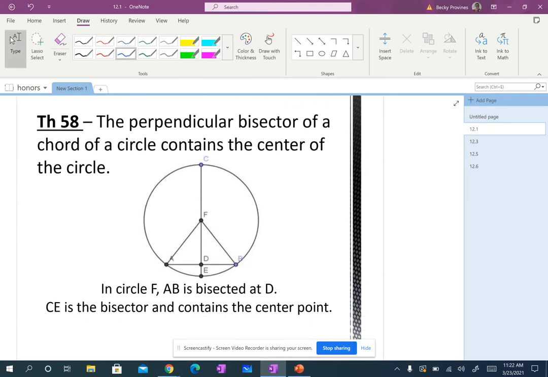Theorem 58. The perpendicular bisector of a chord of the circle contains the center of the circle. Okay, so a perpendicular bisector comes straight down and it makes a right angle. Okay, so whenever you have that, it's saying that it will always contain the center point.